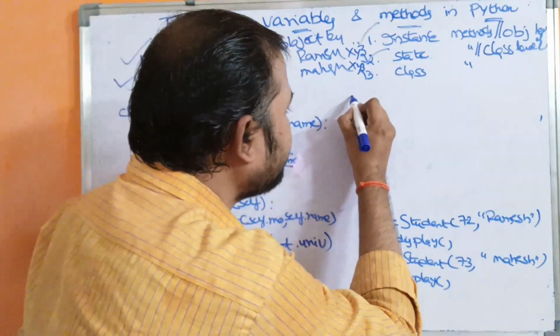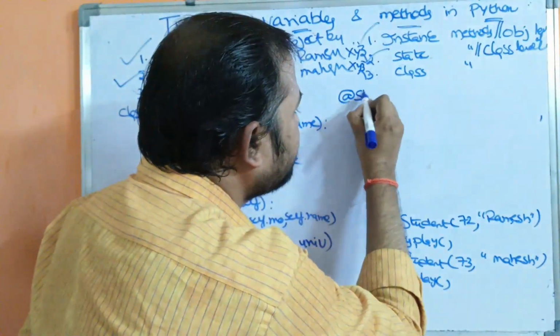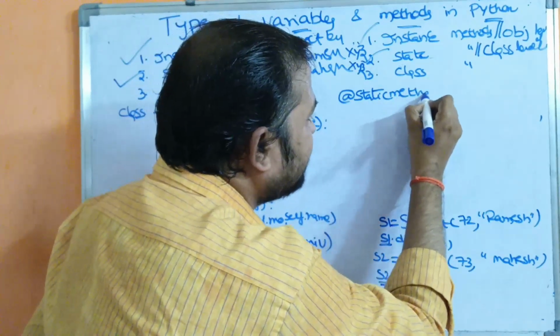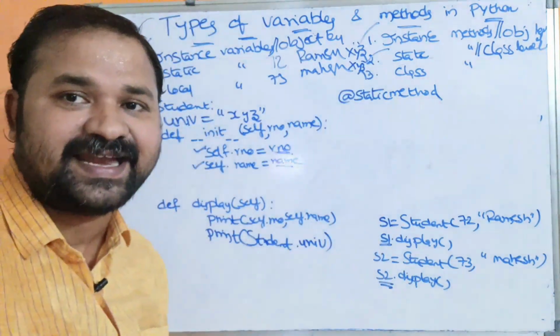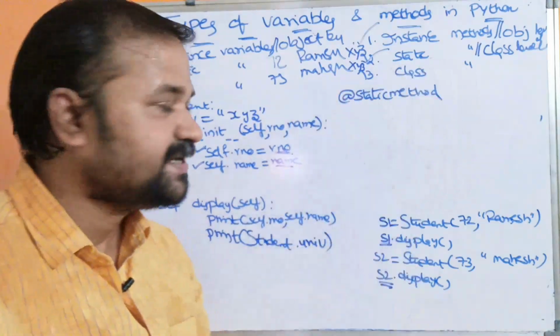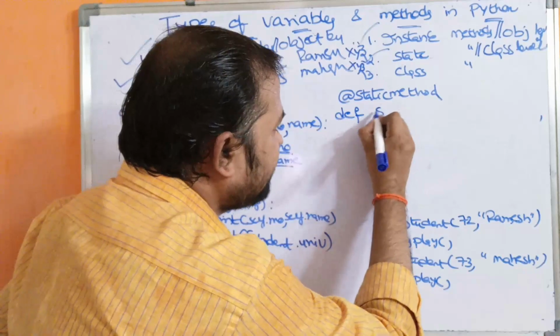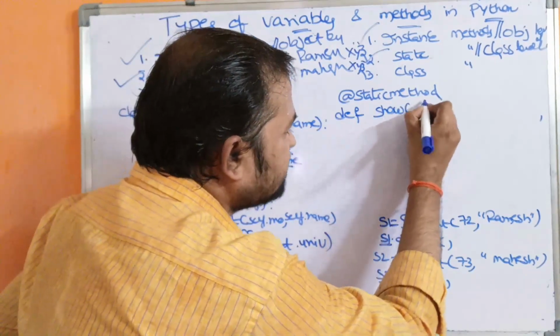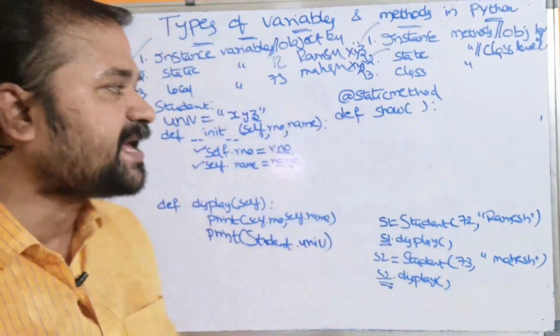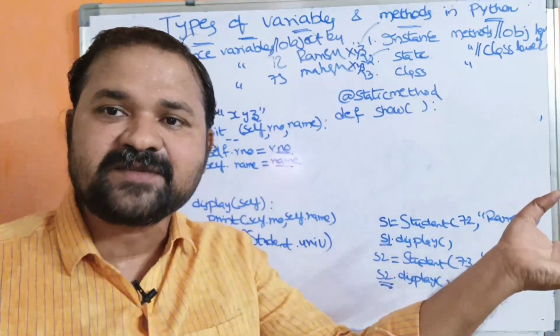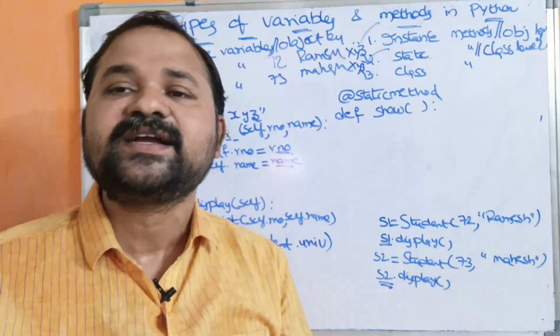Now let us define the static method here. In order to define the static method, we have to use a decorator called @staticmethod. This is called as decorator, symbol, static method decorator. Now let us define the static method. Def, let name of the static method is show. Static method doesn't accept any parameter. Here self is not needed. So that's why in static method it is not possible to access the instance variable.